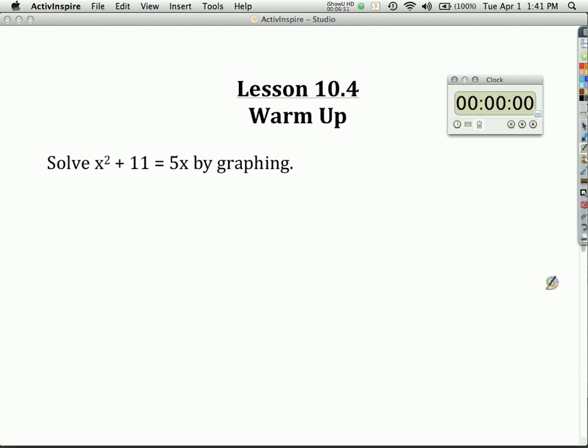All right. Good afternoon. Colored pens up.